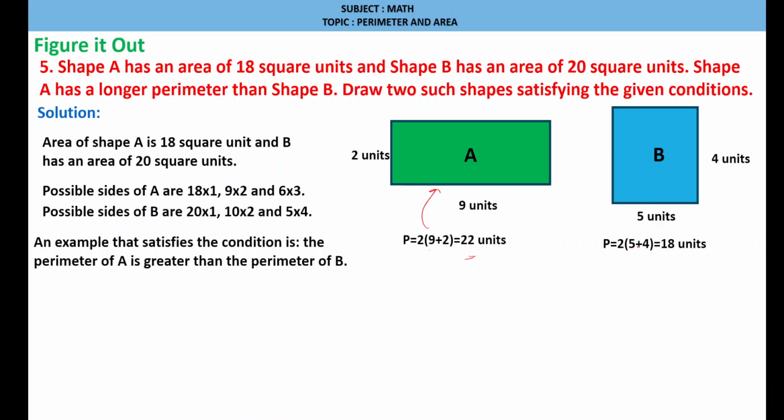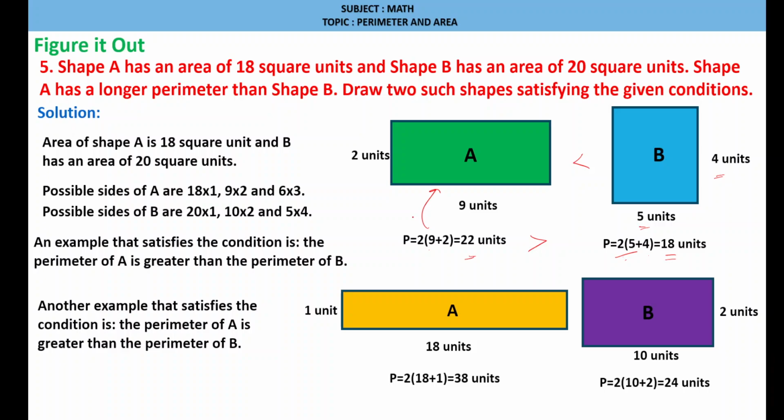Then the perimeter of shape B is 2 into (L plus B). L is 5 units, B is 4 units. 2 into (5 plus 4), so that is 2 into 9, which is 18 units. When we compare, the perimeter of A is greater than the perimeter of B. But the area of A is less than the area of B. Similarly, let us see another example.